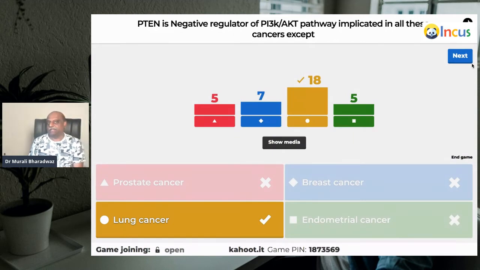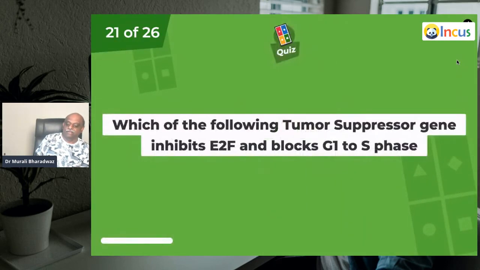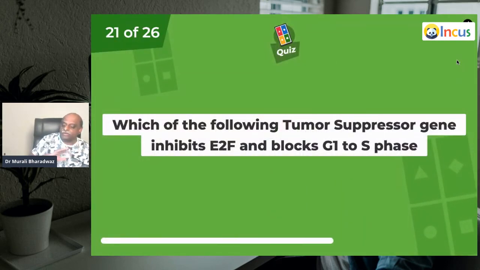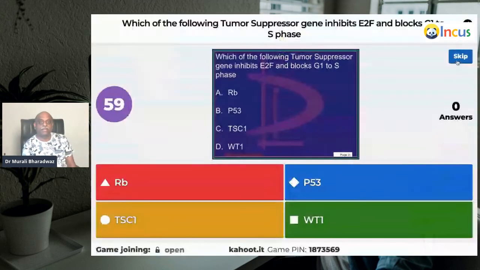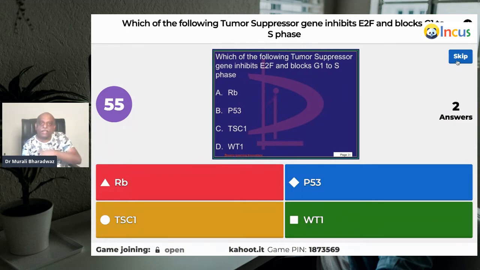Lung cancer, about 18 of you have rightly answered. So, Dr. Sairam is still on the top. Lufsana once more made a hat-trick. Now, which of these tumor suppressor genes inhibits E2F and blocks the G1 to S phase transition?